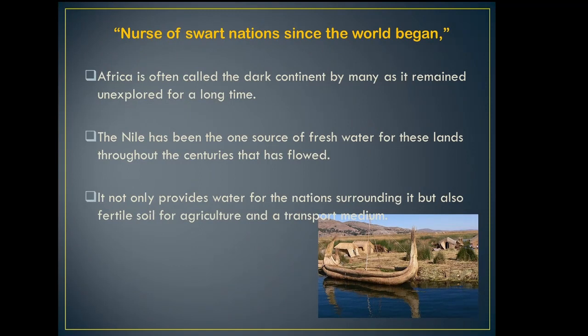Nurse of swart nation since the world began. Africa is often called the Dark Continent as it remained unexplored for quite a long time by the Europeans. And the Nile, which flows through this dark continent, has been a source of food, water, transport, and entertainment for nations along the banks of the Nile since the day it started flowing. And this is why the poet says that the Nile has been a nurse which nurtured these dark nations into what they are today since it began.